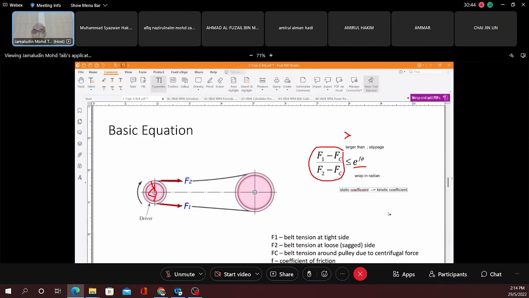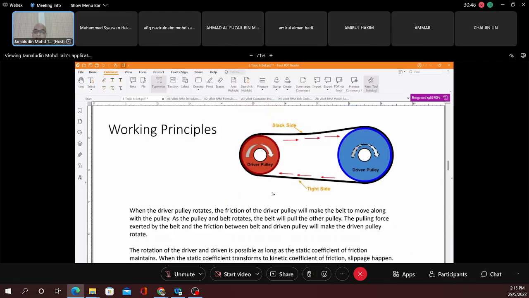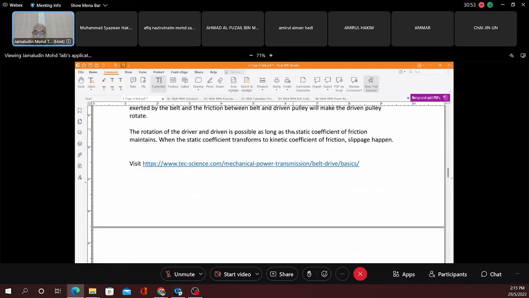That's the basic idea. That means the ratio of the tight side and the slack side.